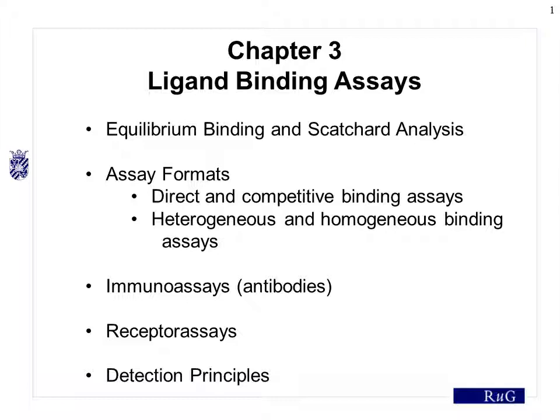Some time will be spent on antibodies, which are indispensable for immunoassays, and on receptor assays. The second half of this chapter will be about detection principles. How can the interaction between a ligand and a receptor, or a ligand and an antibody, be detected?